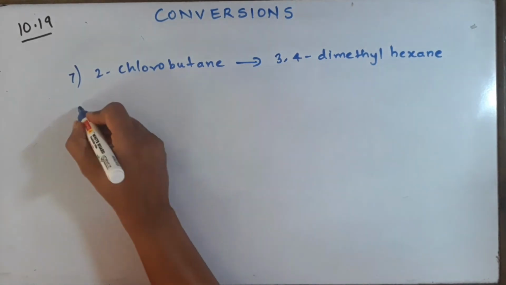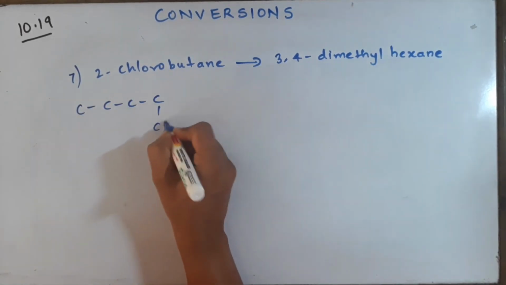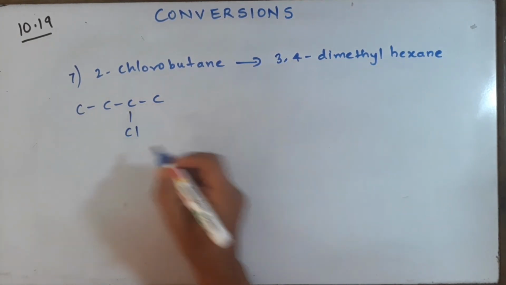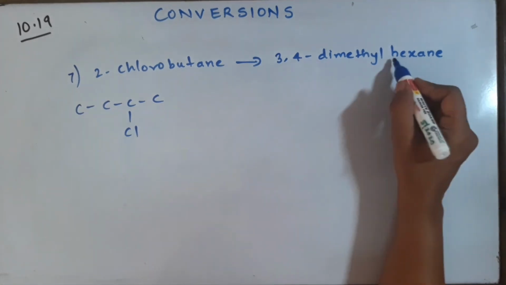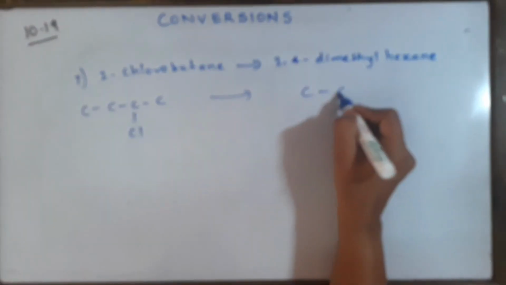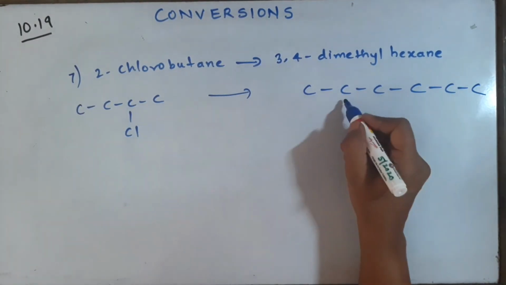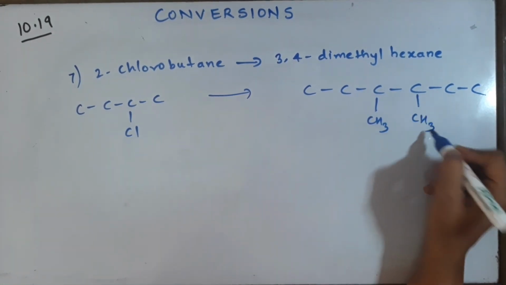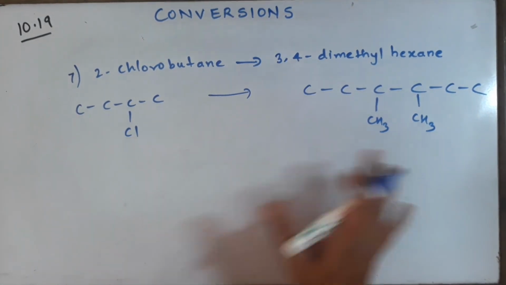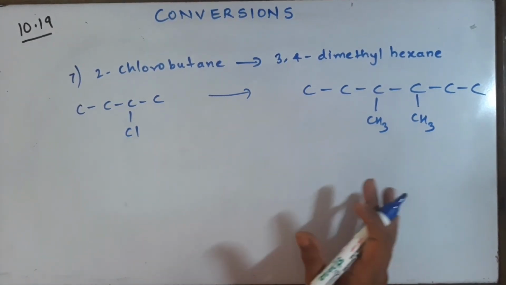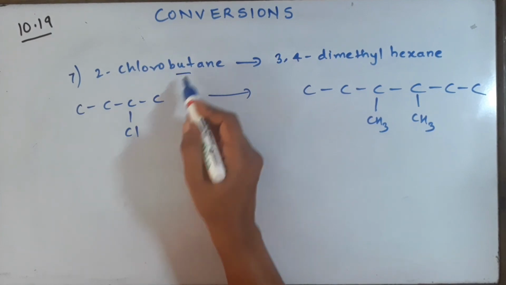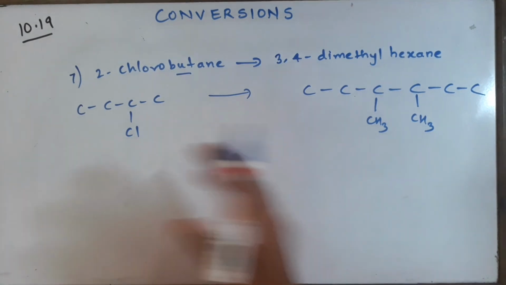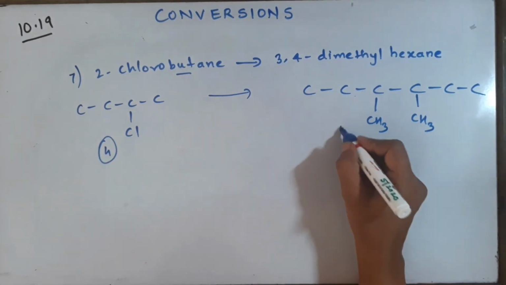Now 2-chlorobutane. This is 1-chlorobutane, so I will draw 2-chlorobutane, and we have to make 3,4-dimethylhexane. The parent is hexane, 1, 2, 3, 4, 5, 6, with 3,4-dimethyl. If you just compare the structures, every child will definitely get an idea. From 4 carbon atoms we are going to 8 carbon atoms, 4 to 8. So the carbon numbers are doubling up.